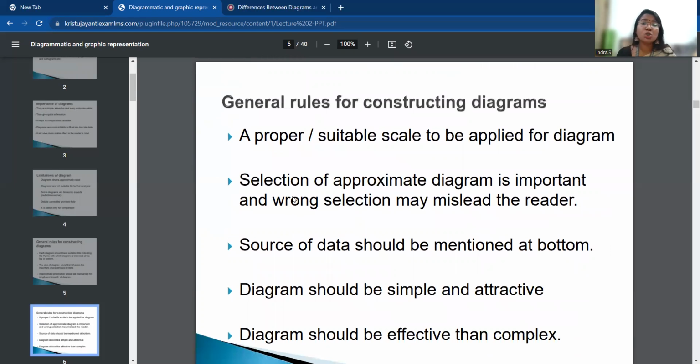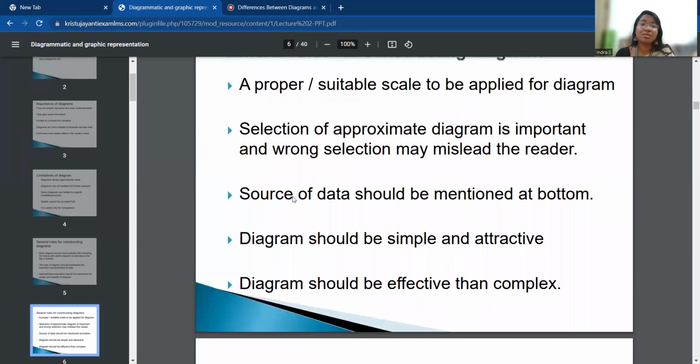A proper, suitable scale should be applied for a diagram. Even a point difference matters a lot. So a proper scaling has to be applied for a diagram. That is very, very important. Finally, selection of an appropriate diagram is important, and a wrong selection may mislead the reader.